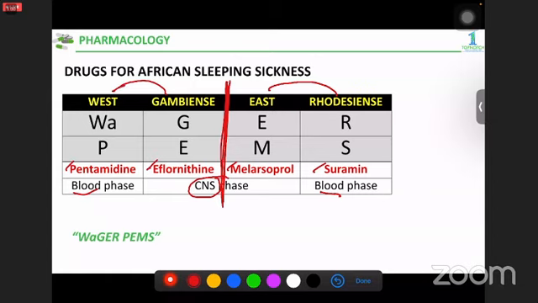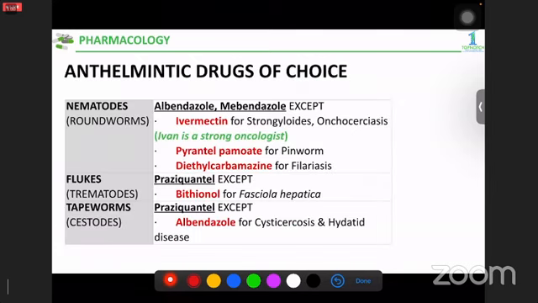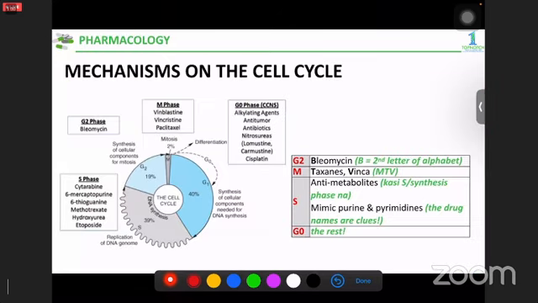So, pag West African is caused by Gambiense, so the drugs could either be pentamidine for your blood phase, eflornithine for your CNS phase. Pag East African sleeping sickness, melarsoprol for your CNS phase, suramin for your blood phase. Okay? Basta tandaan niyo yung mnemonic na Wager-Pens. Anthelmintics of choice, I discussed earlier.